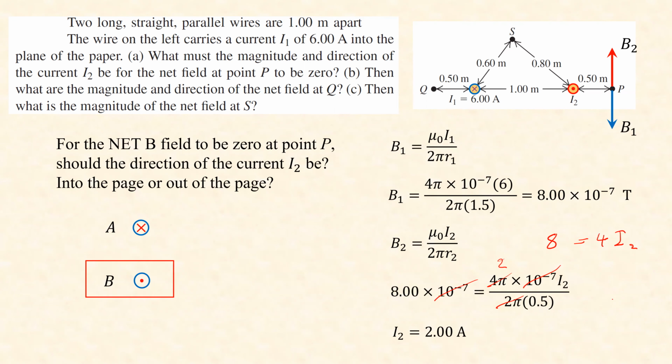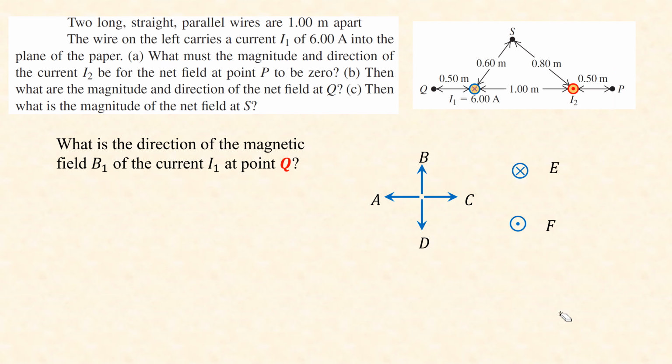So we found I2. Now the question: what must the magnitude and direction of the current I2 be for the net field at P to be 0? We found it. And then, what are the magnitude and direction of the net field at Q? So we want to find the net field at this point. Again, now we know the currents and directions.